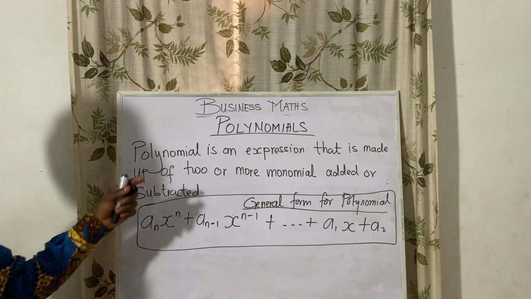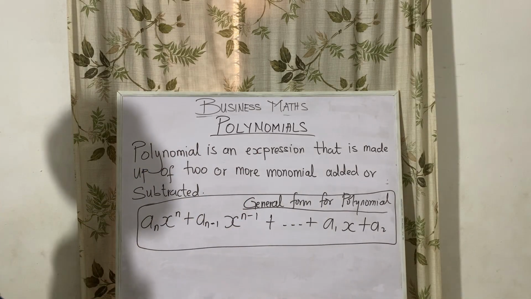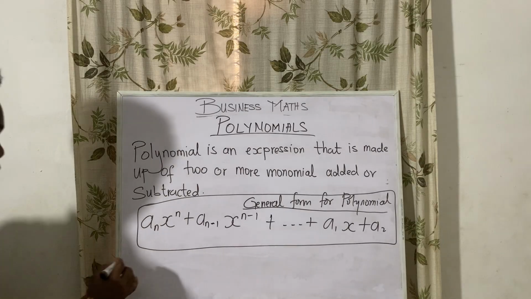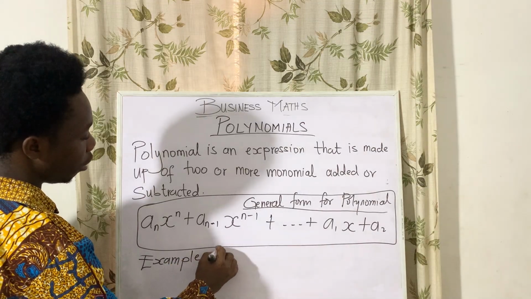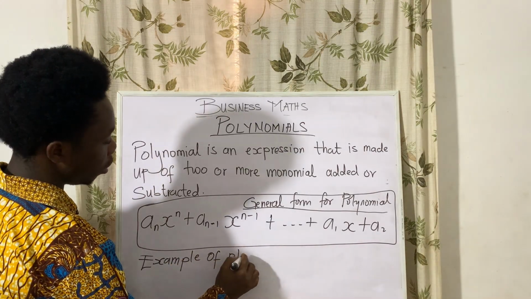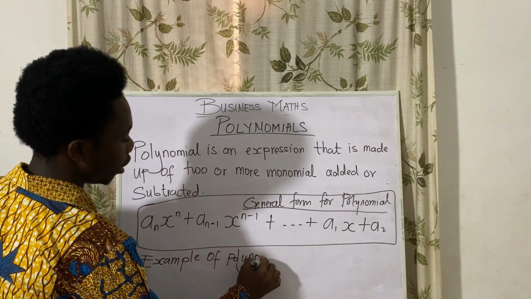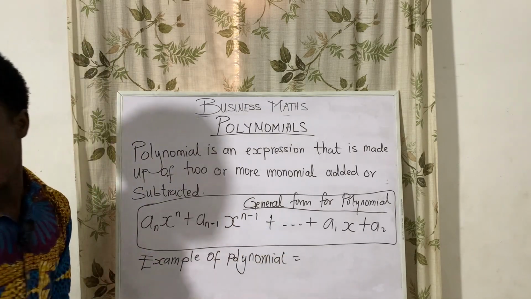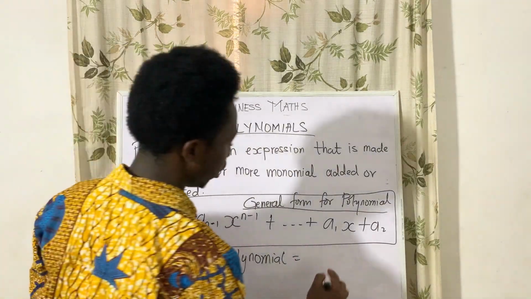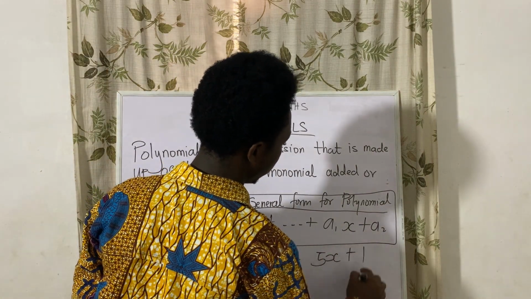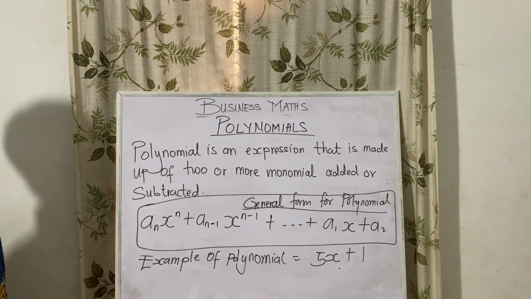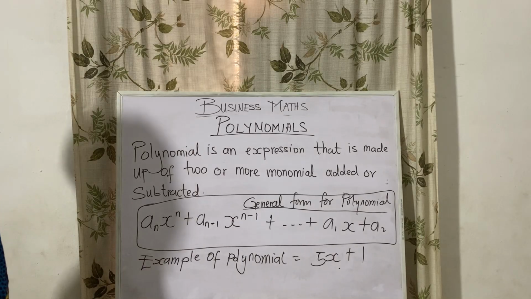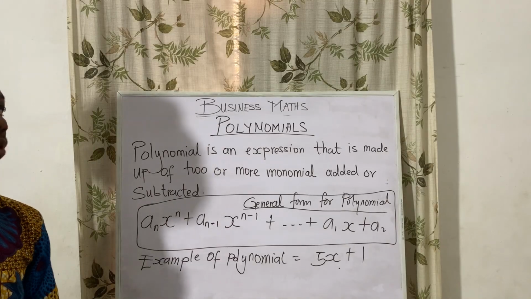So the definition says two or more monomials added or subtracted. An example of a polynomial is one made up of two or more monomials. So we have 5x plus 1. This is a monomial plus 1, so this is a polynomial. It has two terms, so it is called a binomial.